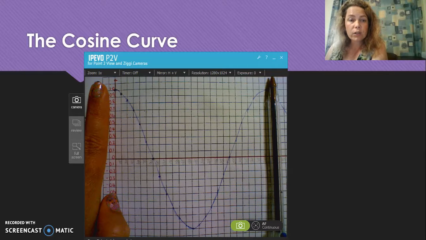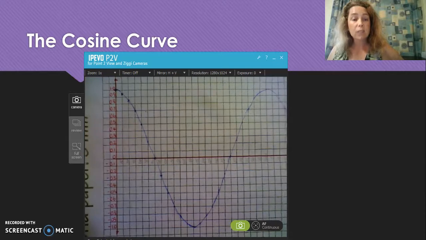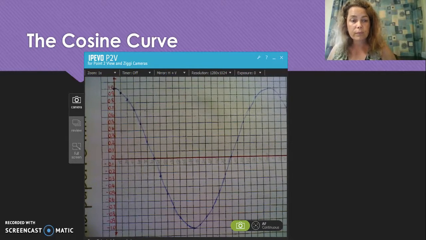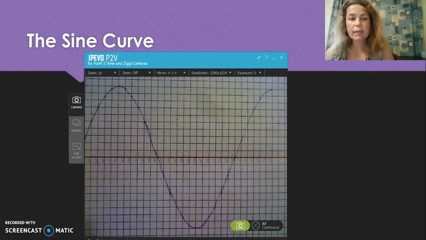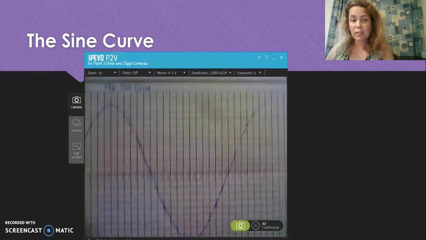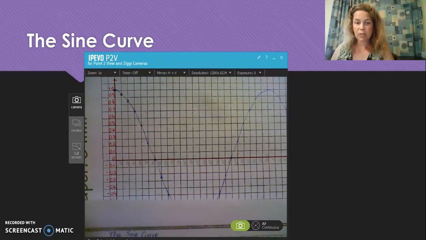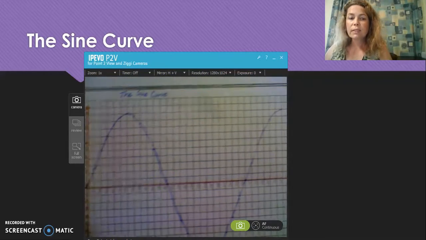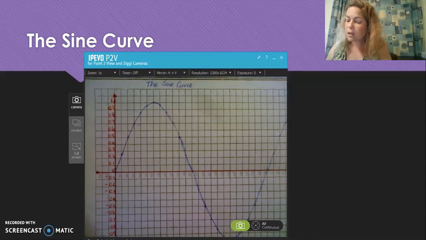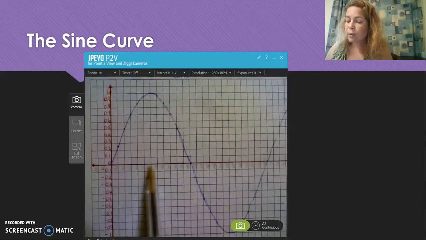Now, this is our cosine curve. We need to also have a look at our sine curve. Okay, what I have here is our sine curve, and it looks very much like the cosine curve. If I slide this down, you can see that it is the same shape. The difference is if I move it along, we have what we call a shift.